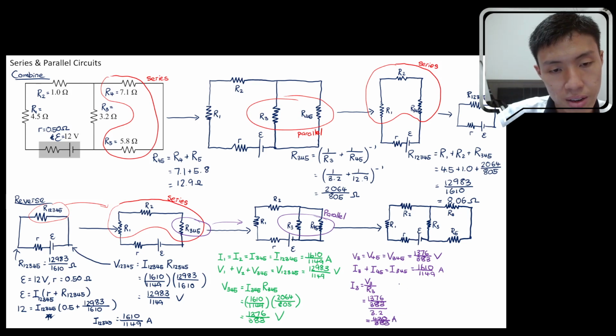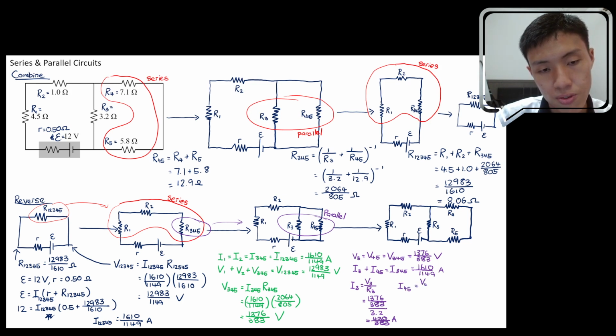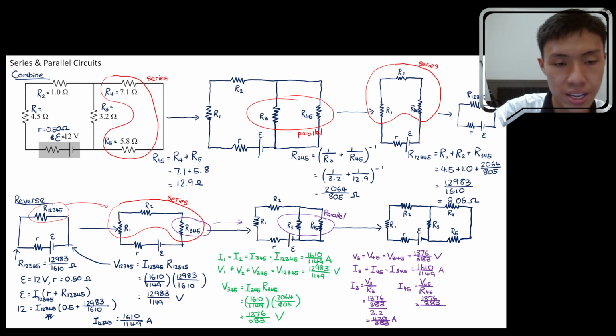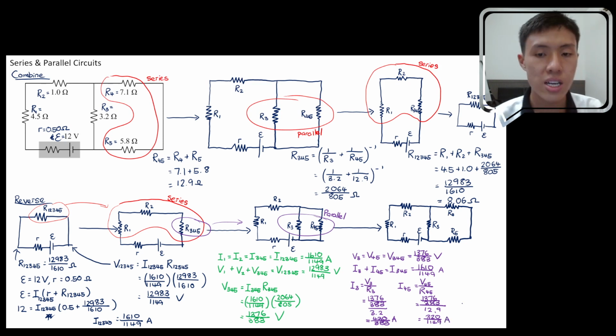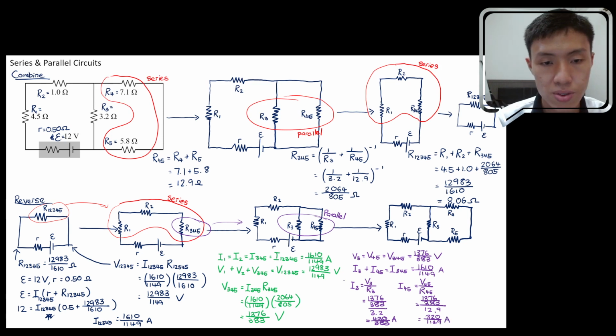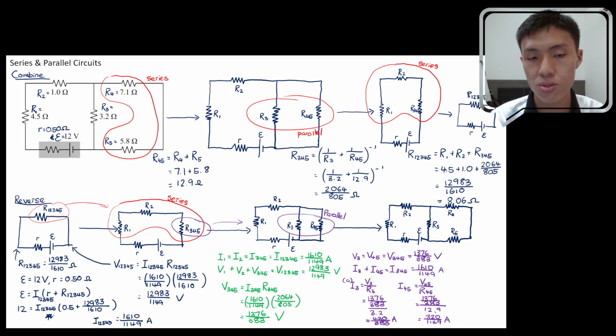Next, we need to find I45 because we want to find I4 later. I45 is equal to V45 divided by R45. Okay, V45, the value is 1376 divided by 383. R45, combination of 4 and 5, that will be 12.9. So if you calculate it, I45 will be equal to 320 divided by 1149 ampere. Okay, so you already obtained I3. This is part of the question for question A, but you still need to find I4.